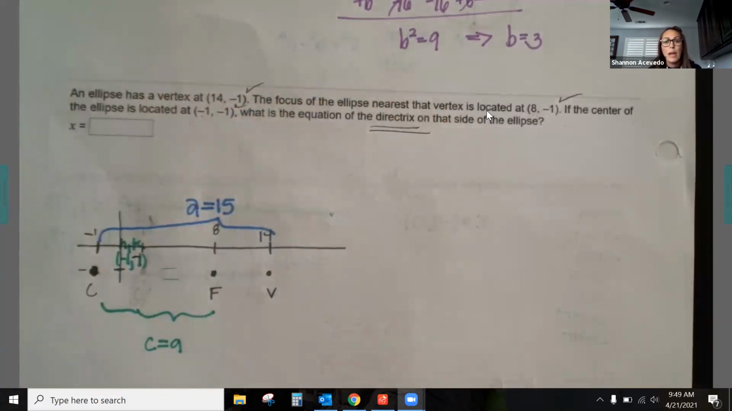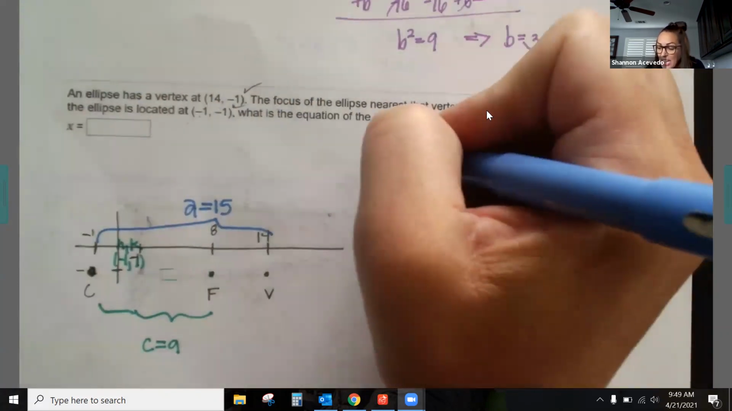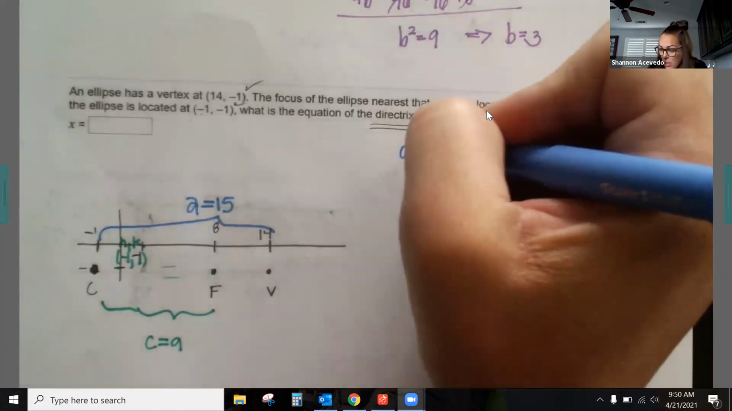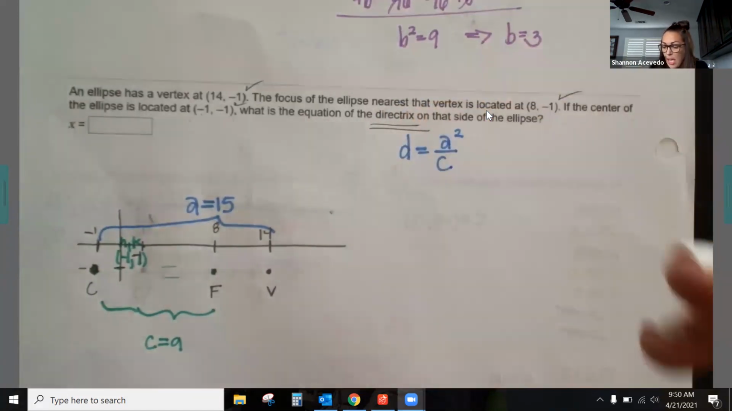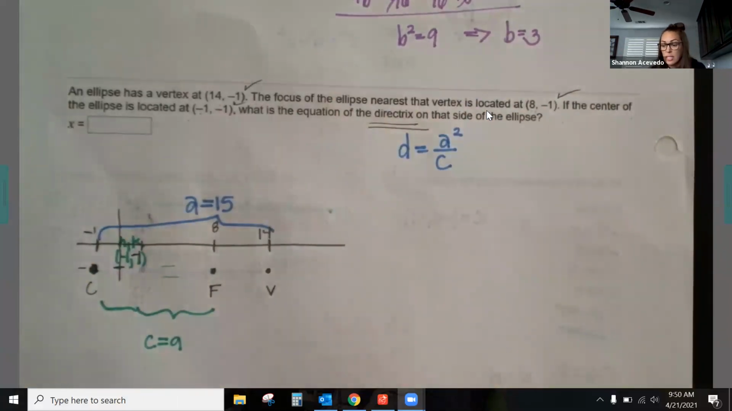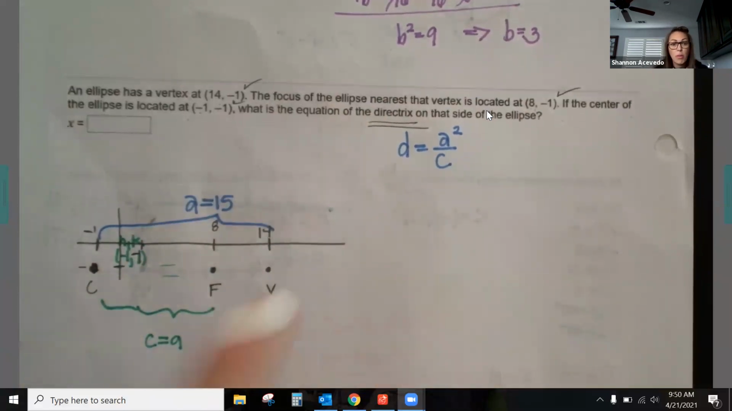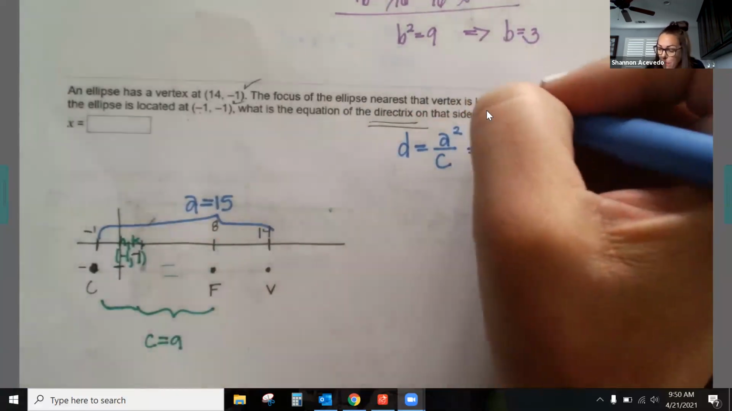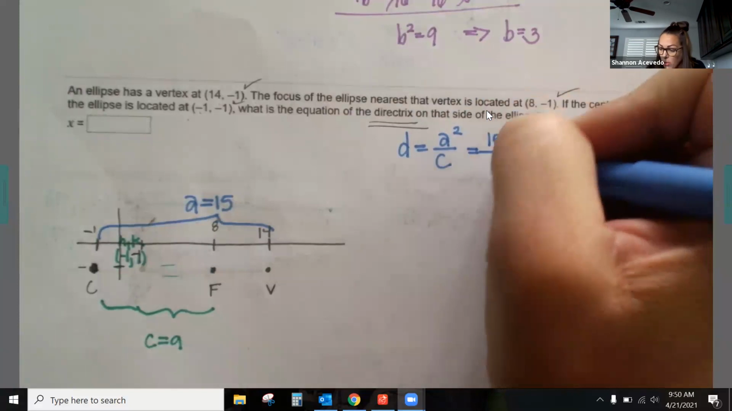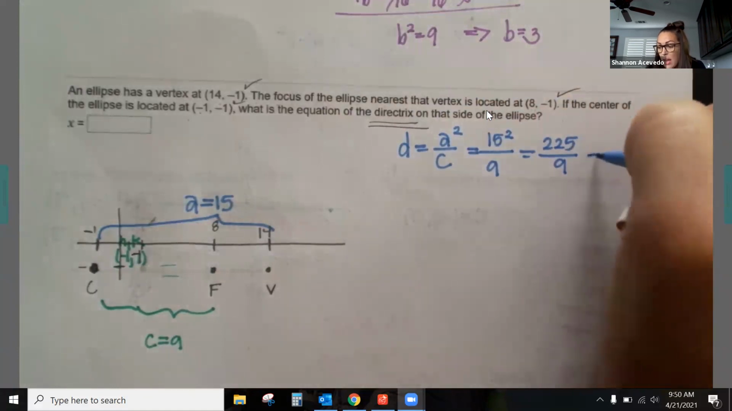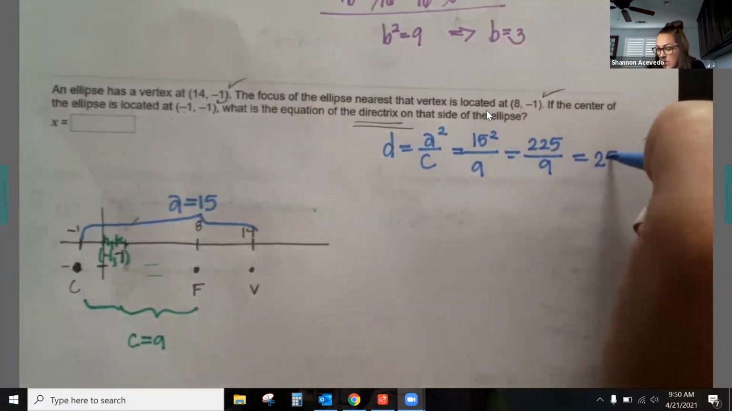Okay, so it asked me, where is my directrix? And here's how I figure out my directrix. To find my directrix, I need that D value. The D value is the one that goes with the directrix, and that value is A squared all over C. They didn't say A is this or C is this, but I can easily count just from plotting the points on my graph. So A squared, which is 15 squared, all over 9 is 225 all over 9. And 225 divided by 9 is just 25.